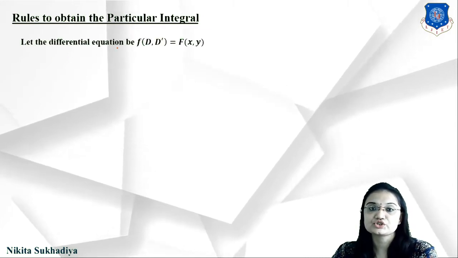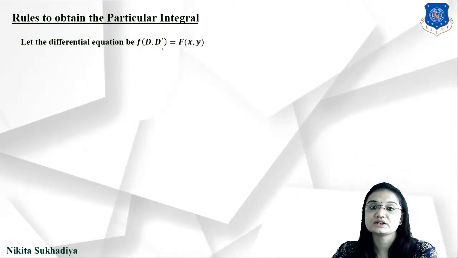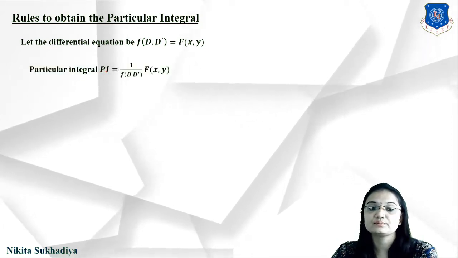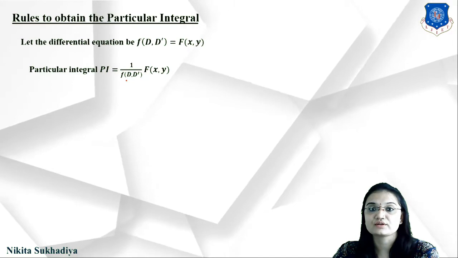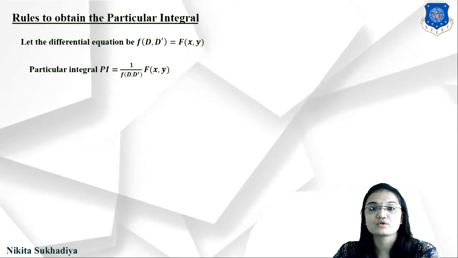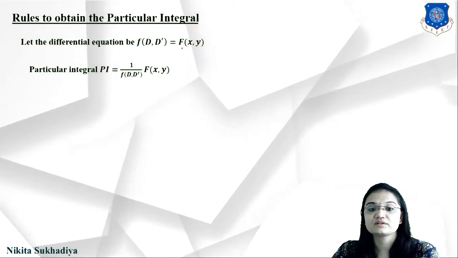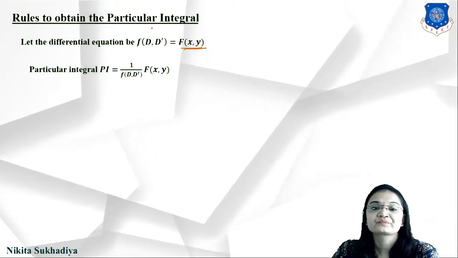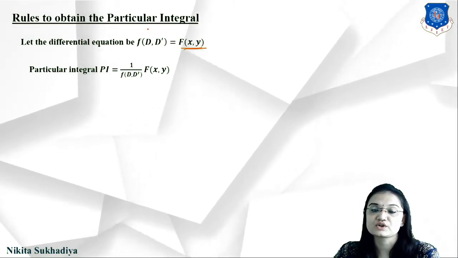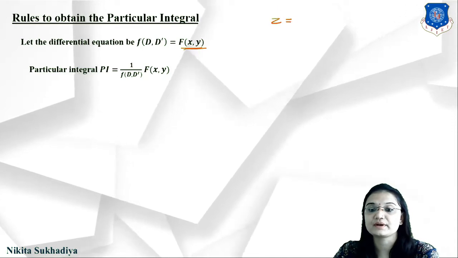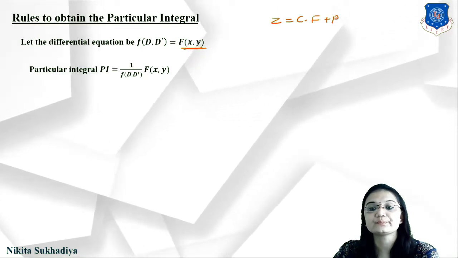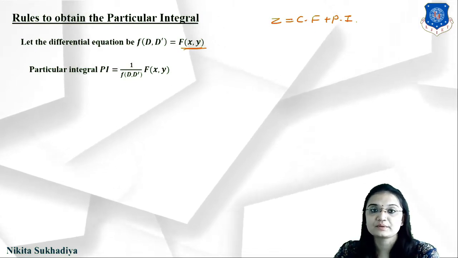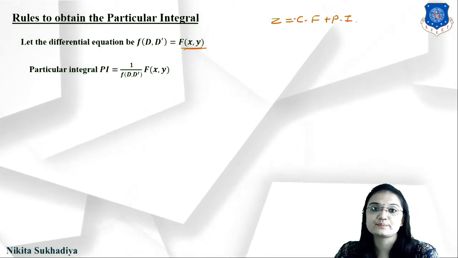Let the differential equation be f of D, D dash z is equal to f of xy. Then the particular integral PI is equal to 1 upon f of D, D dash into f of xy. By solving this right side we will get our particular integral, and then we will get our final solution z is equal to complementary function plus particular integral. The complementary function and its rules we have studied in our previous lecture.